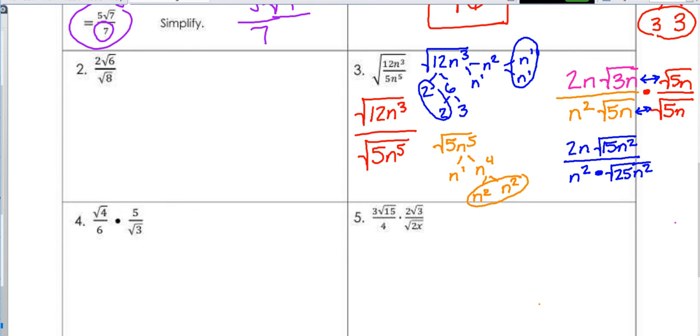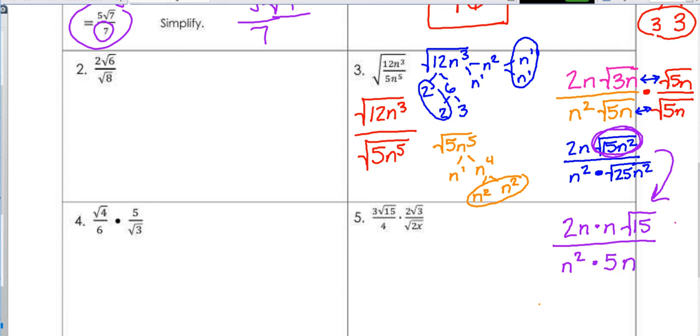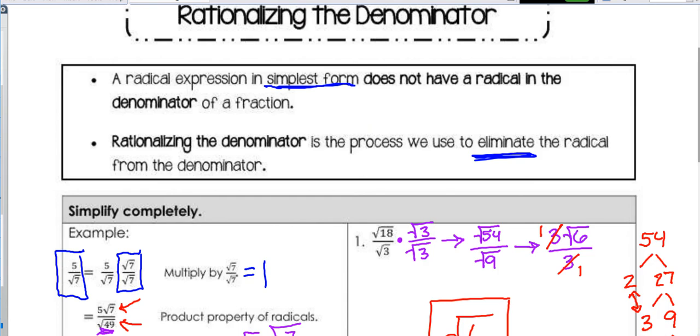All right, so moving on. The only thing I can pull out, because now I'm to the simplifying phase, the only thing I can pull out of this radical is my n squared. So I have 2n times n, remember the square root of n squared is n, and inside I still have just that 15. On the bottom I have that n squared that's in front. Square root of 25 is 5. Square root of n squared is n.